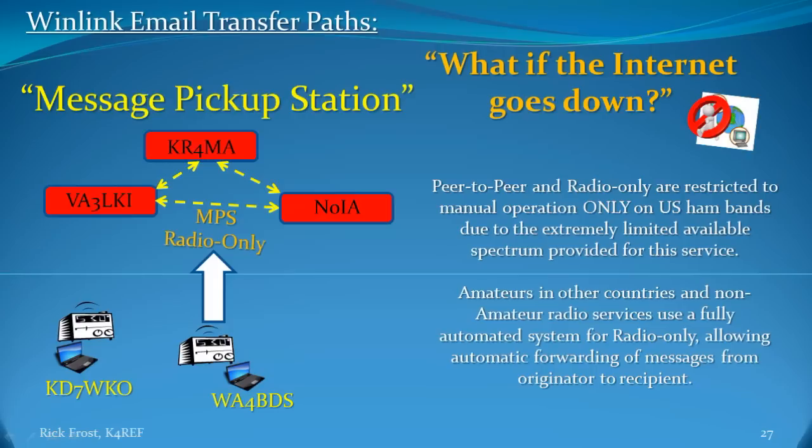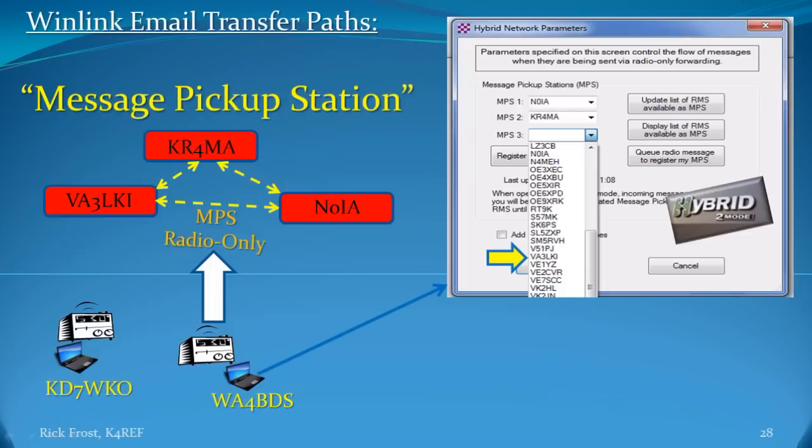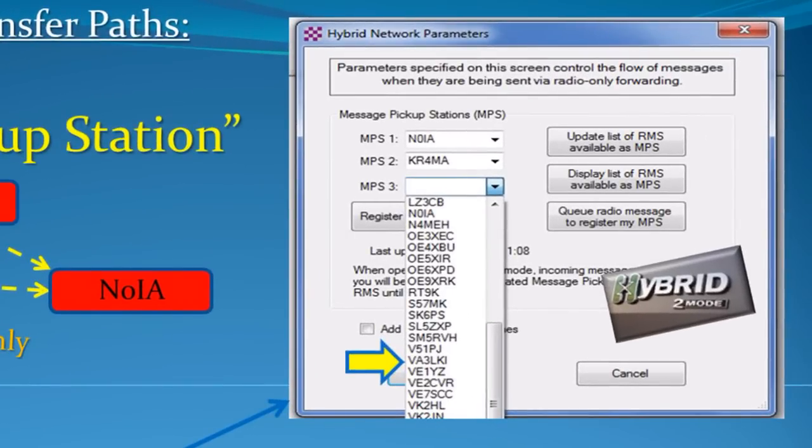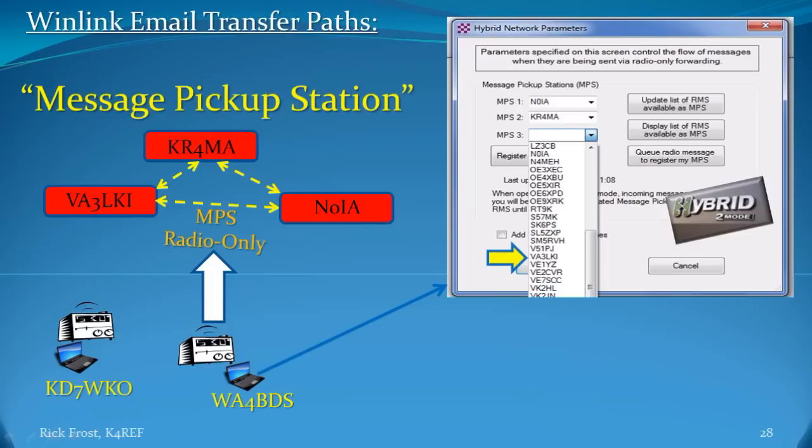With everyone in the system choosing a different set of MPS stations, it spreads storage across the system and minimizes the transfers needed. Since all messages will have to make all of their hops only by radio now, limiting the pickup stations makes the system much more efficient. To do this, WA4BDS goes to the hybrid network parameters in his RMS Express software and chooses 3 stations to be used to hold his email for pickup. So when the emails go into the system from any of the hundreds of stations, those emails will make their way to the 3 stations that WA4BDS has chosen.